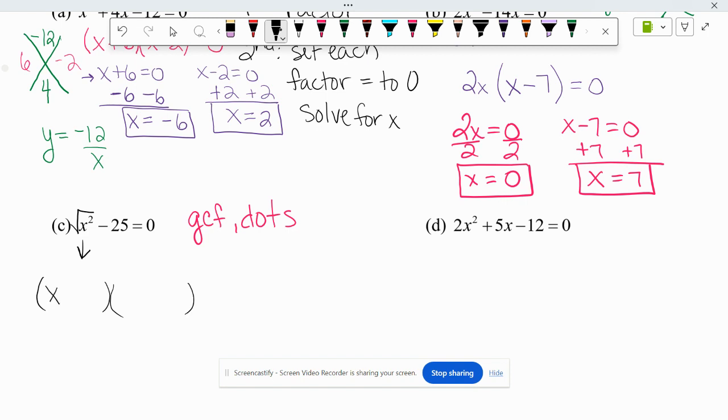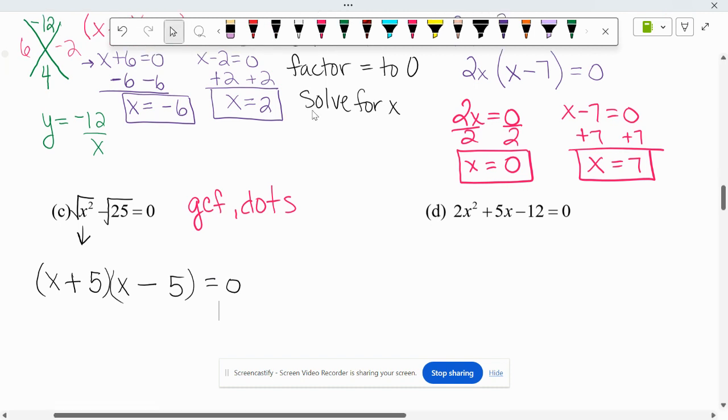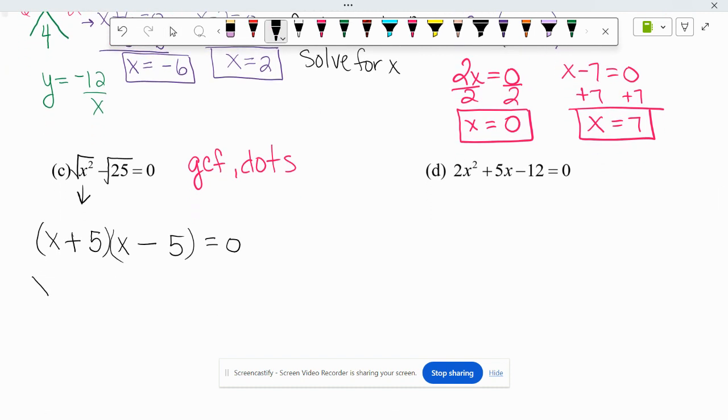X. What is the square root of 25? 5. What do I put in the middle of those two factors? One gets a plus and one gets a minus. Set them both equal to 0. Okay. So let's see. That means that x plus 5 is 0 or x minus 5 is 0.